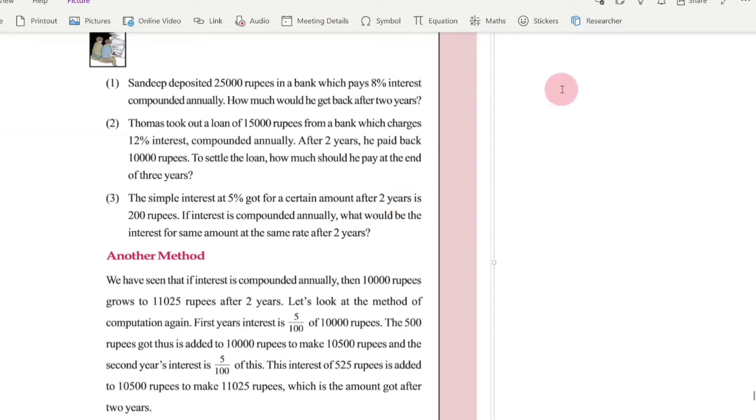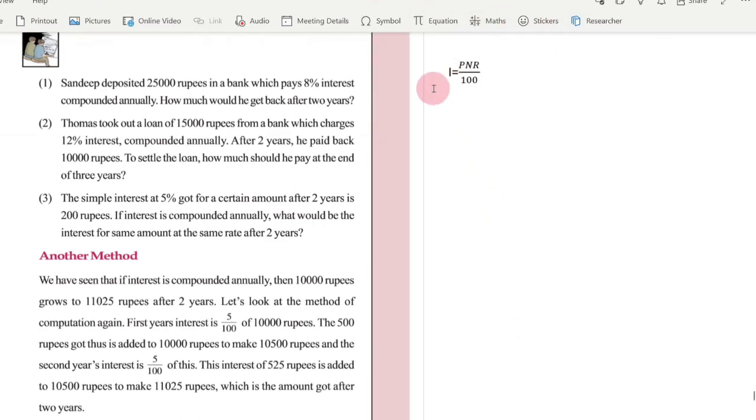So what is the equation to find out simple interest? Yes, the equation to find simple interest is I is equal to PNR by 100. Here we have our I. What is I in the question? See, 200 rupees is the interest. The simple interest at 5% for a certain amount after 2 years is 200 rupees. So here the simple interest is 200 rupees.